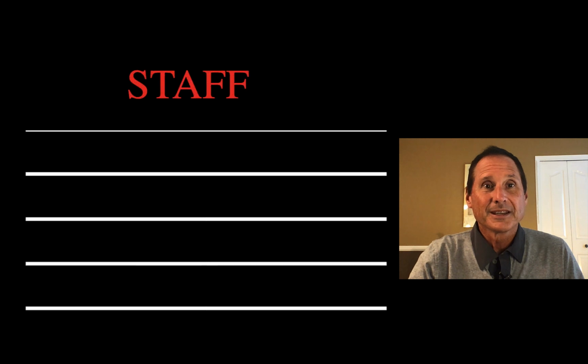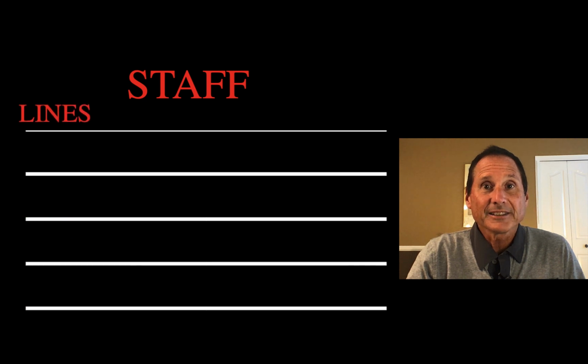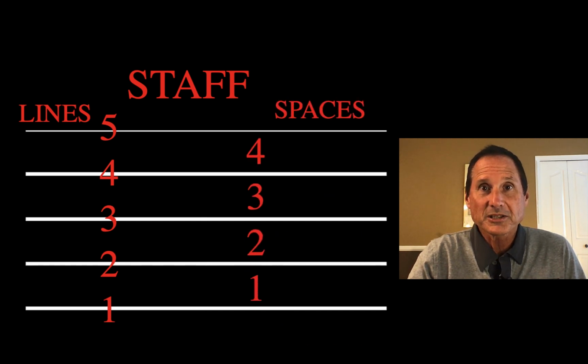Hi, in today's lesson we're going to be talking about the staff. The staff are these lines and spaces in front of you. They're what we write music notes on. Now notice that we have exactly 5 lines in the staff, and spaces in between the lines we're also going to use. There are 4 spaces.